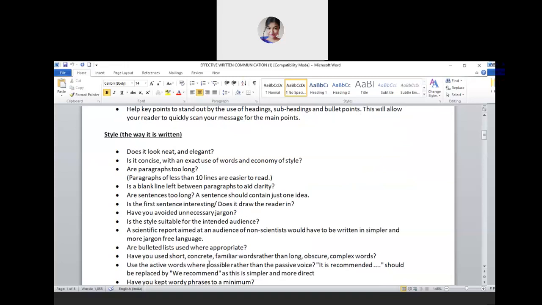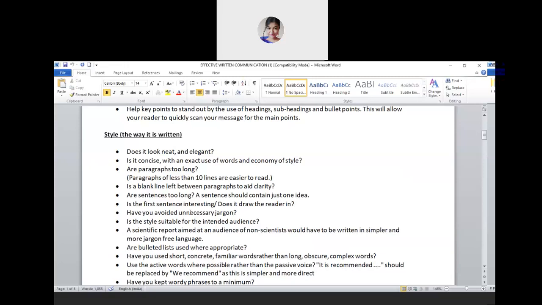So that is why one sentence must have only one idea. That is the basic way of writing. A sentence should have only one idea, and that's how you need to write it down.